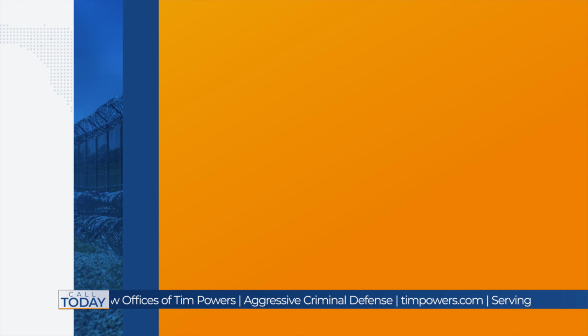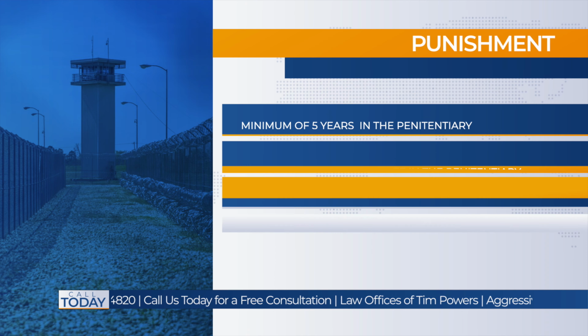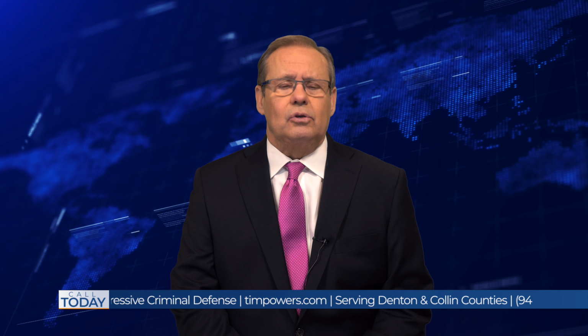The highest grade offense that is not a capital offense is called a first degree felony. A first degree felony has a punishment range of a minimum of 5 and a maximum of 99 years or life in the penitentiary and a fine not to exceed $10,000. Examples of a first degree felony could be murder, aggravated sexual assault, obviously very, very serious crimes. If you are charged with a first-degree felony, definitely call an attorney immediately when you're under investigation or after you've been arrested. You could potentially serve the rest of your life in prison.